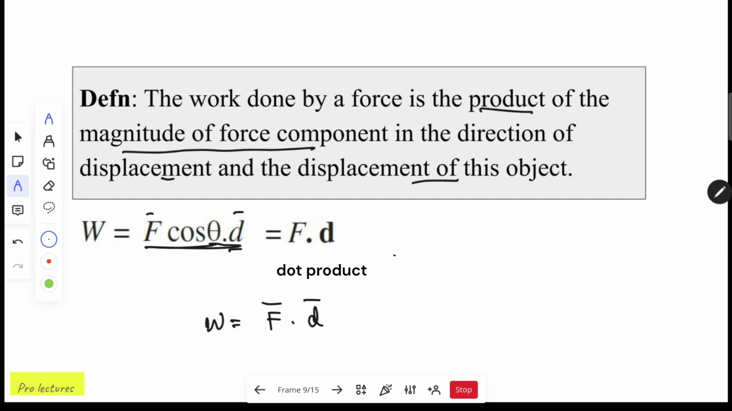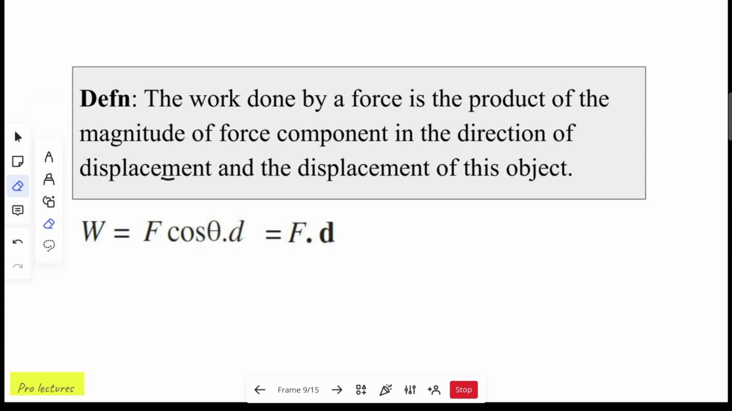So here let's conclude some points. If there is no displacement, no work is done. Therefore, work is a scalar quantity. If you're trying to push the wall, there is no displacement. So even though you're exerting the force, there is no work.